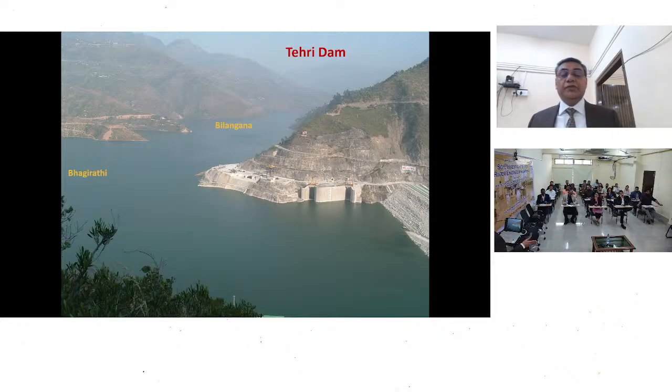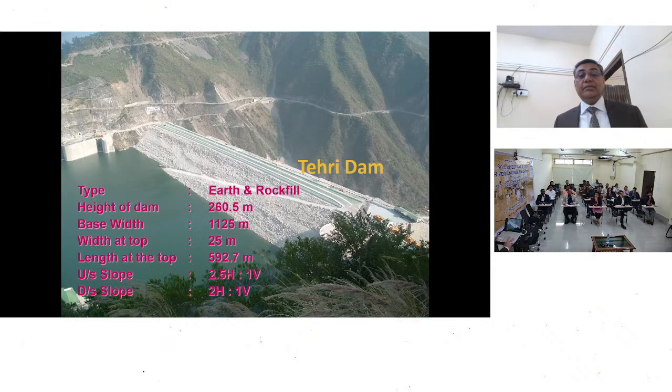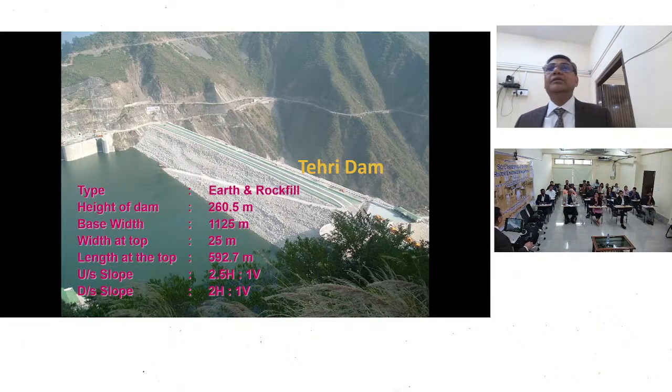This is on the confluence of two rivers, the Bhilangna and the Bhagirathi, and this is how the dam looks after the filling. These are the salient features: 260.5, base width around 1 kilometer, width at top 25 meters, length at top 592, upstream slope 2.5 horizontal to 1 vertical, downstream slope 2 horizontal to 1 vertical. And if you see these ramps, through these ramps the rock fill material was being transported both upstream and downstream.